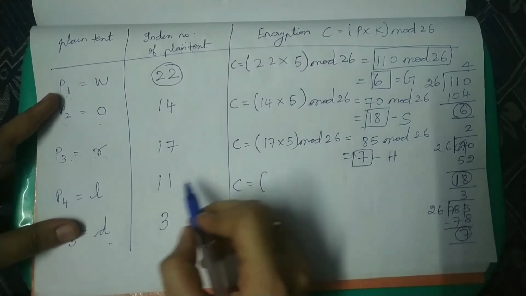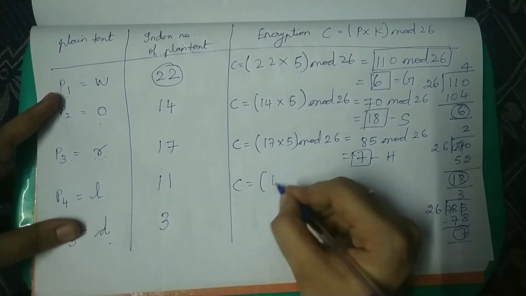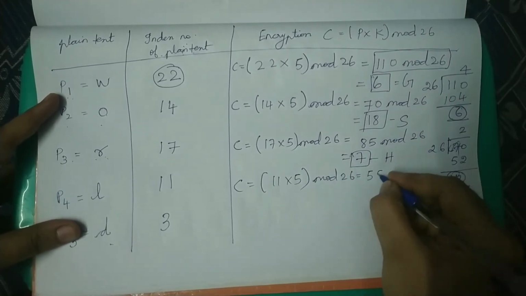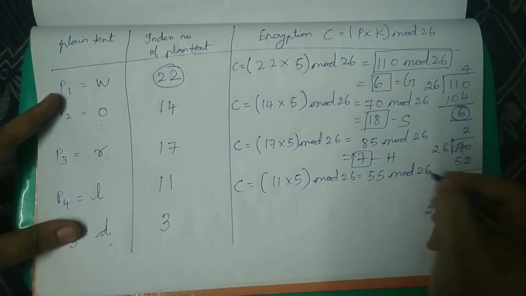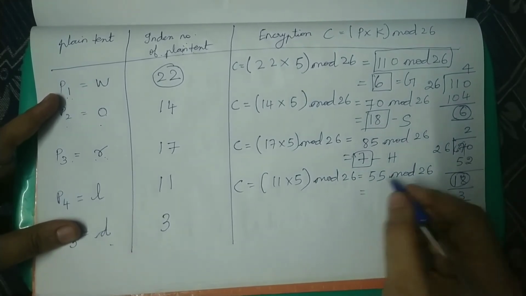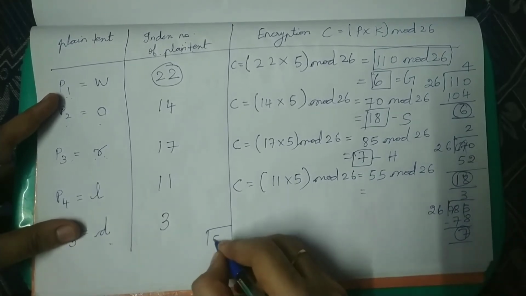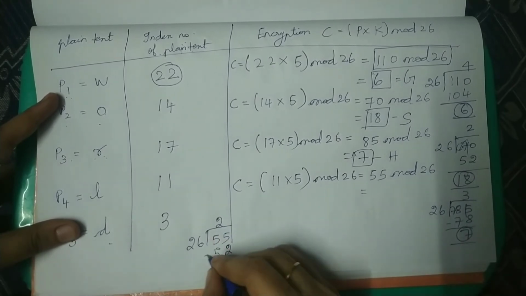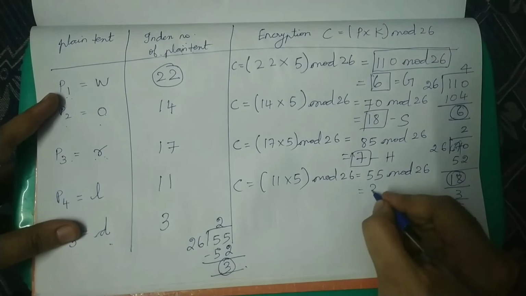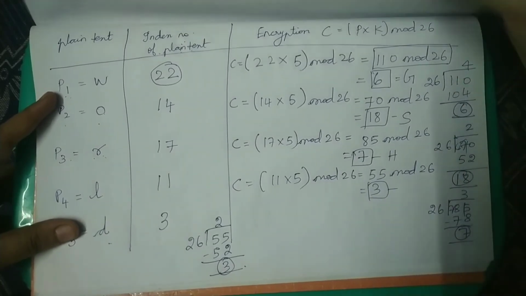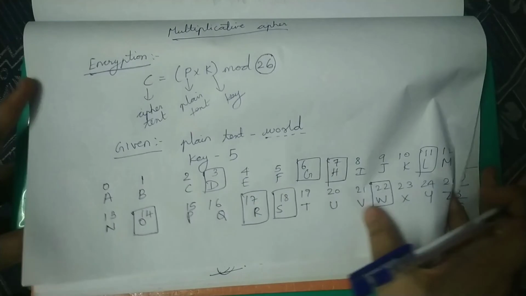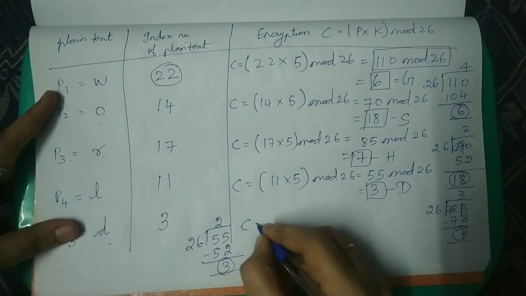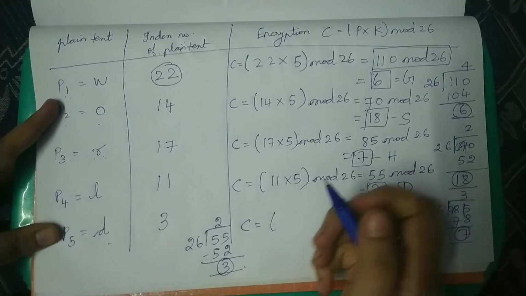Next, C is equal to the plain text alphabet number 11 into 5 mod 26, which is equal to 55 mod 26. So I should divide this 55 by 26. When I divide 55 by 26, it will go 2 times. So I'll get 52, and the remainder is 3. The corresponding alphabet for the number 3 is D. So I should write D over here.